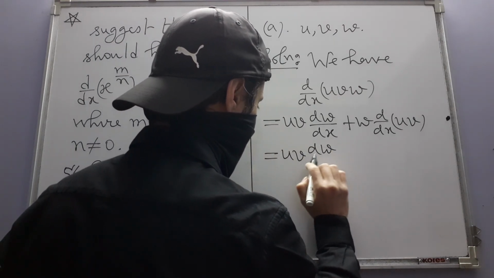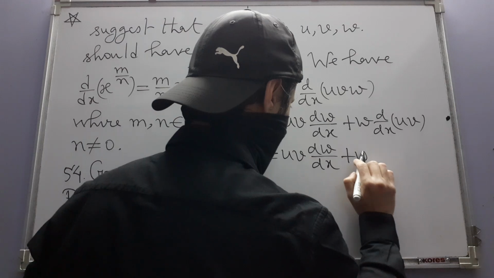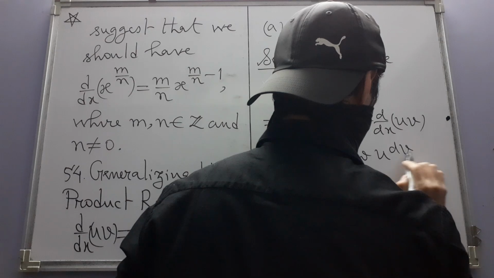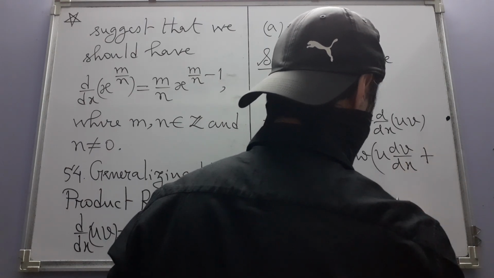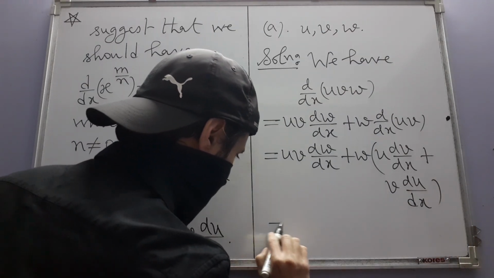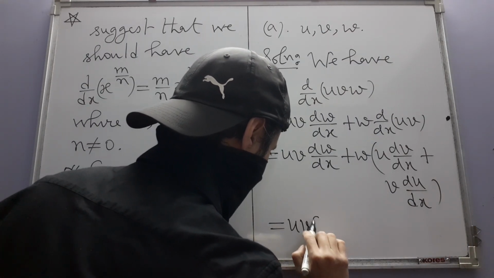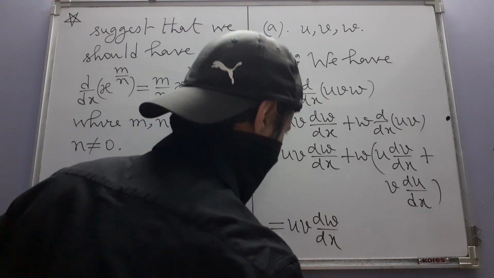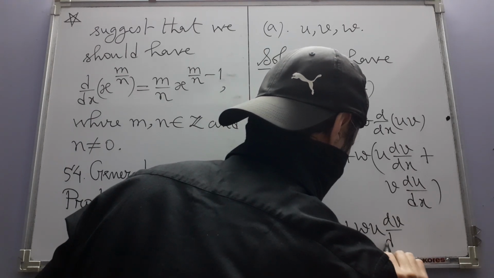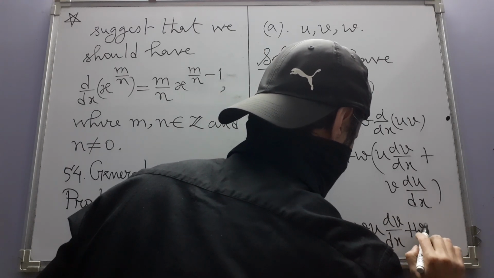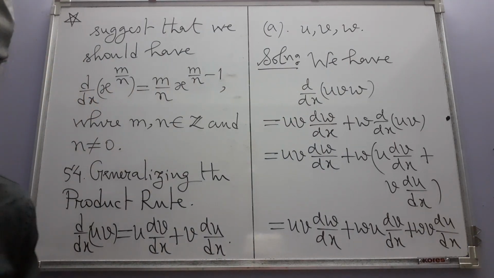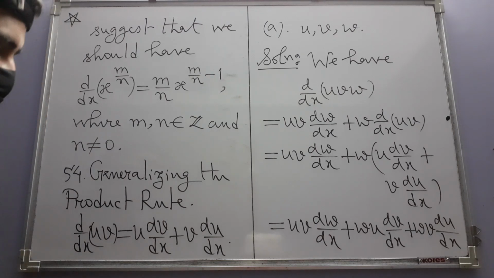uv times derivative of w plus w times, once more we can apply the product rule here, u dv dx plus v du dx. So uv dw dx plus wu dv dx plus wv du dx. Now it looks quite somewhat complicated.